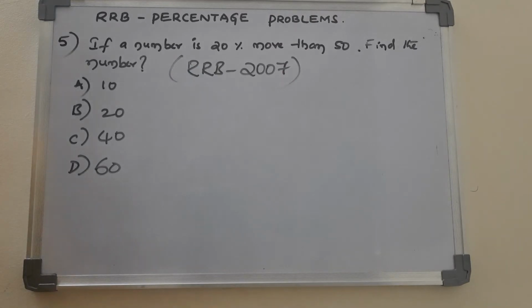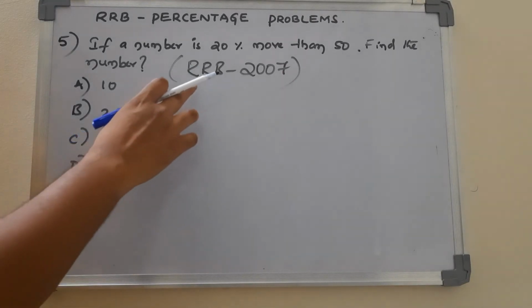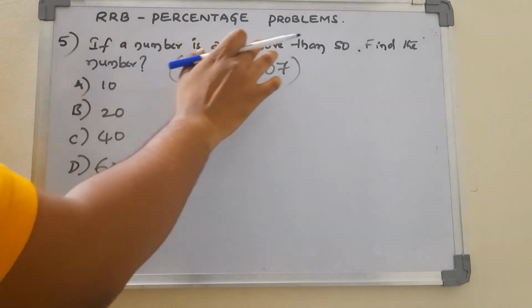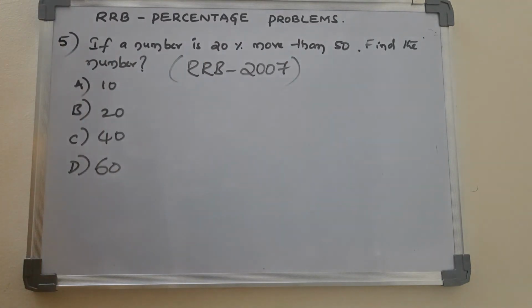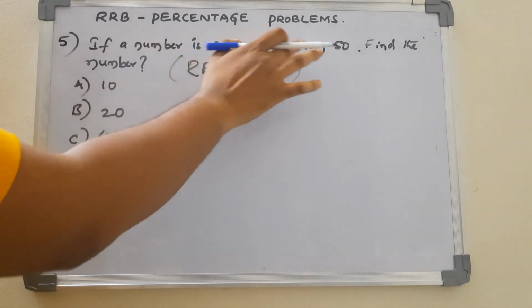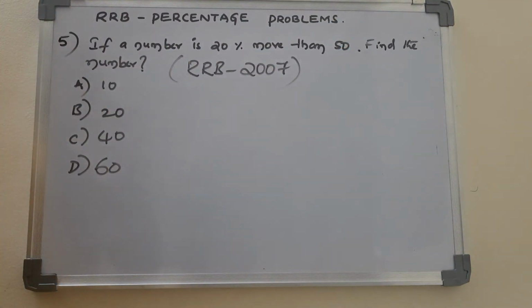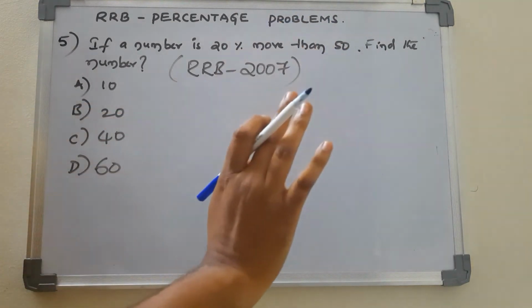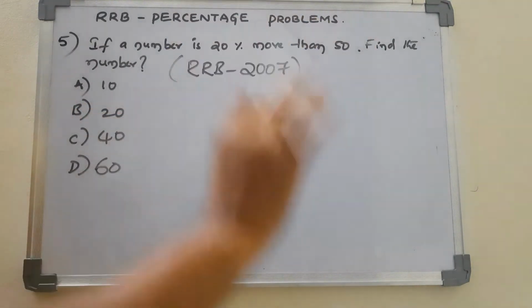This is the fifth problem. This problem appeared in RRB 2007 examination. The question is, if a number is 20% more than 50, find the number. We don't know the number that is 20% more than 50. Okay, 50 is 100%. 50 is the number that is 100%.